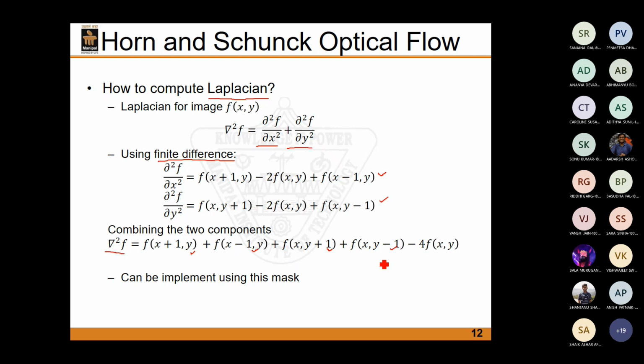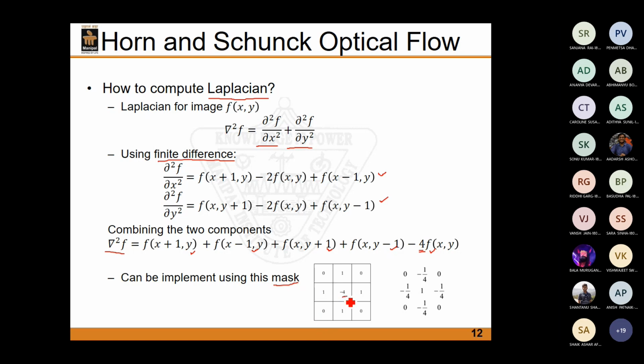Okay, that is top, bottom, right, and left. And then this is the center pixel, and it gives you a value of minus 4. So that means this equation, now I can formulate in the form of a mask. I can implement this by using a mask and just convolving with the original image. So the mask will look somewhat like this.